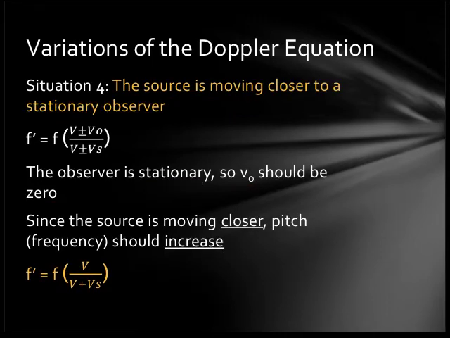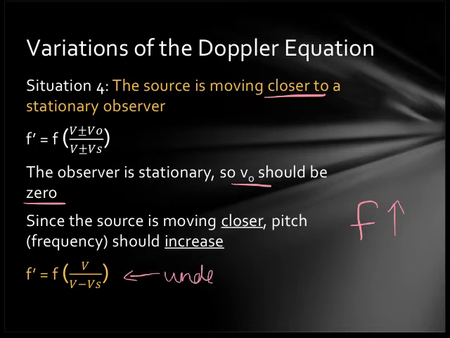Last situation is 4. The source is moving closer to the stationary observer. So again, the observer is stationary, so that's going to be a 0. And since we're going closer, frequency has to increase. All right, so again, we have just the speed of sound on top, and then on the bottom, we'll have the speed of sound, and then it's going to subtract the source speed, because again, under the fraction, to make the number bigger, you actually want this number under the fraction to be smaller. Because if you divide by a smaller number, that leaves you with more number left. Okay?